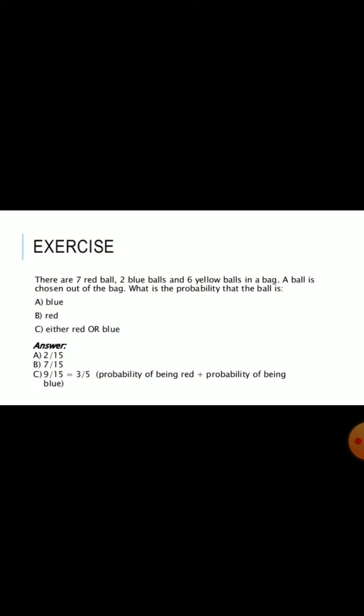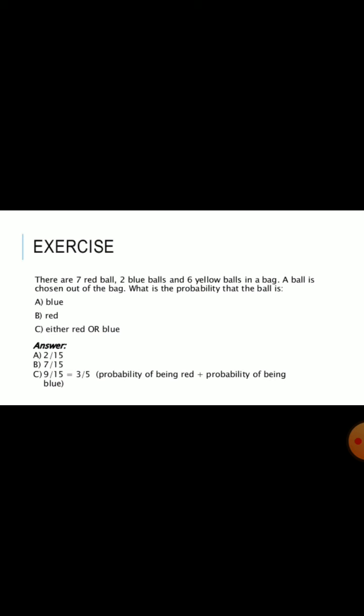Let's solve with the help of an example. There are 7 red balls, 2 blue balls and 6 yellow balls in a bag. A ball is chosen out of the bag. What is the probability that the ball is blue, red, either red or blue? Now first of all, add the number of balls, red balls, blue balls and yellow balls. Total number of balls are 7 plus 2 plus 6, that is 15. So the total possible outcomes are 15.